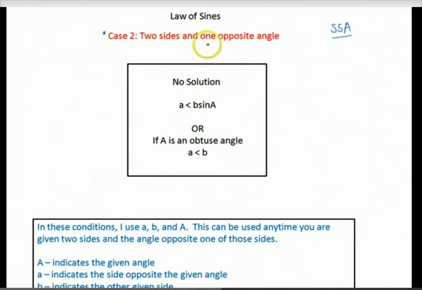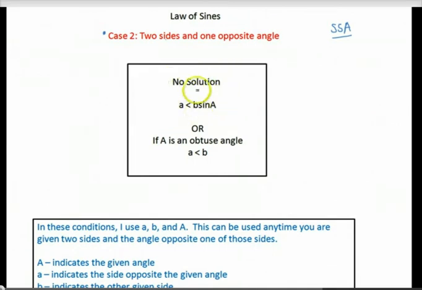So when we're using it with the law of sines, having two sides and one angle opposite, that causes a problem for us. Okay, so there's three possibilities. You either have no solution, one solution, or two solutions. In this video, we are going to talk about how you know if you have no solution.